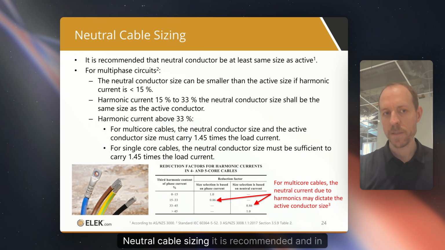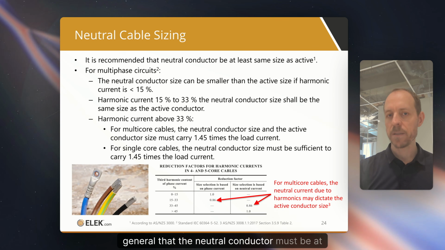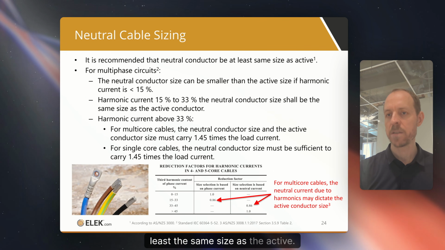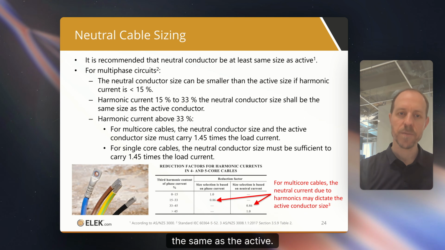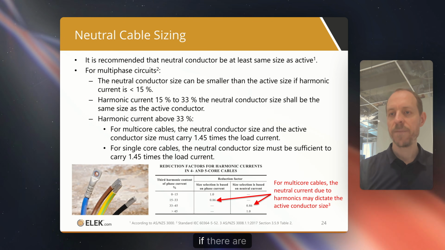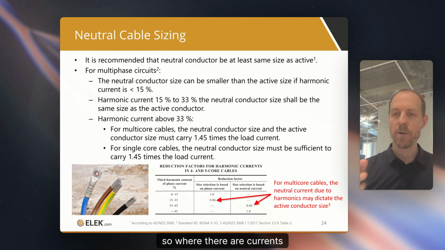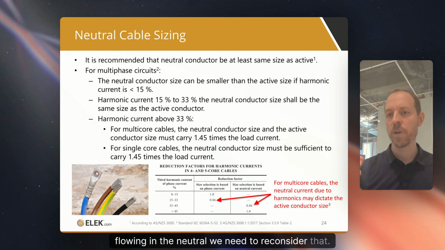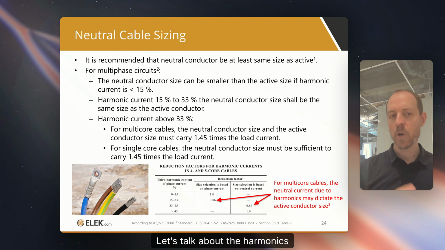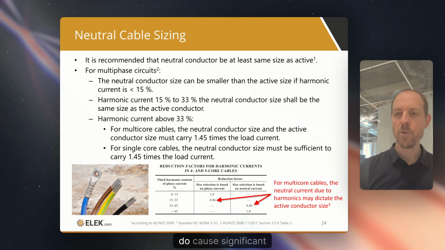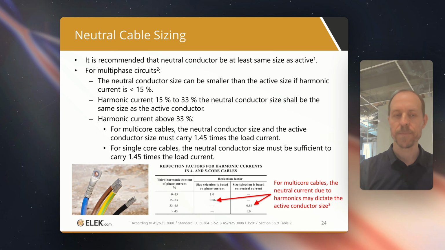Neutral cable sizing. It is recommended, and in general, that the neutral conductor must be at least the same size as the active, and this is quite common: the neutral is sized the same as the active. However, if there are unbalanced systems, where there are currents flowing in the neutral, we need to reconsider that. Let's talk about the harmonics, which do cause significant current to flow in the neutral conductor.